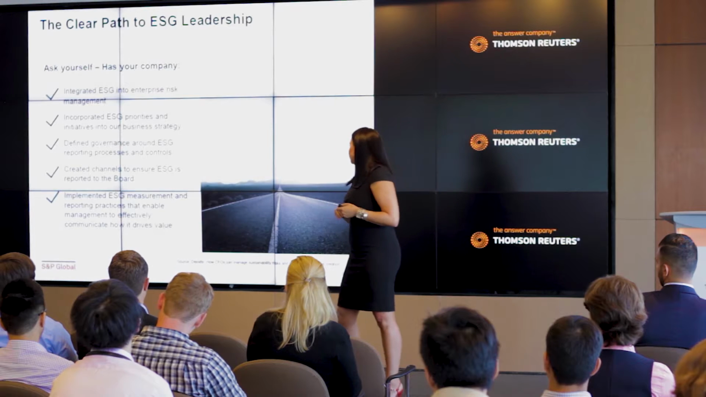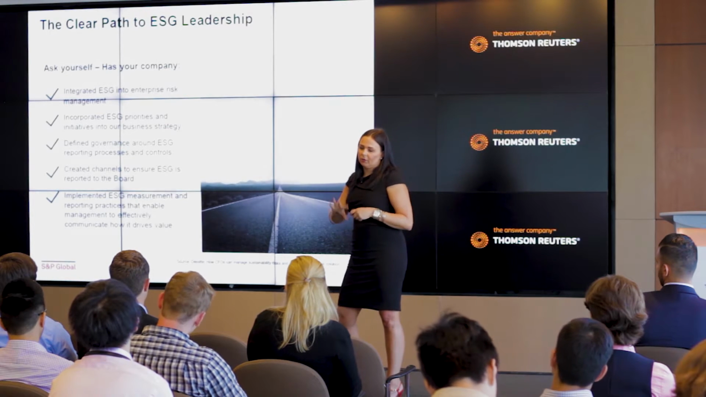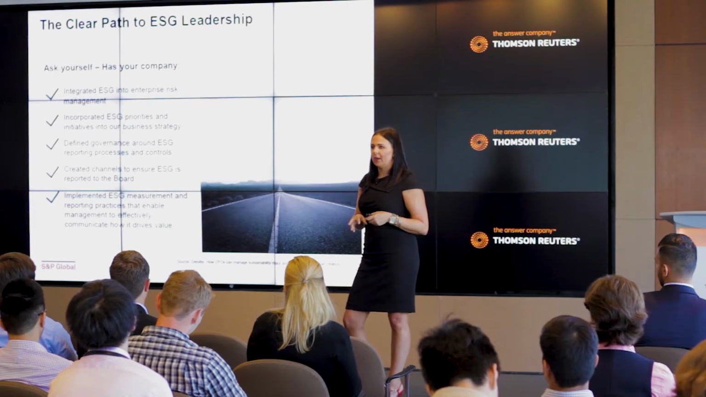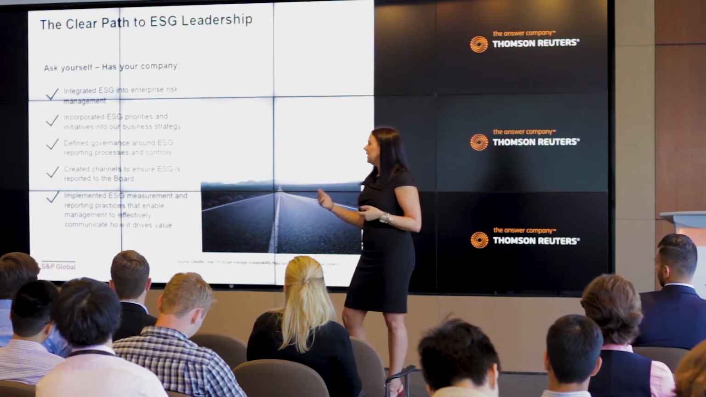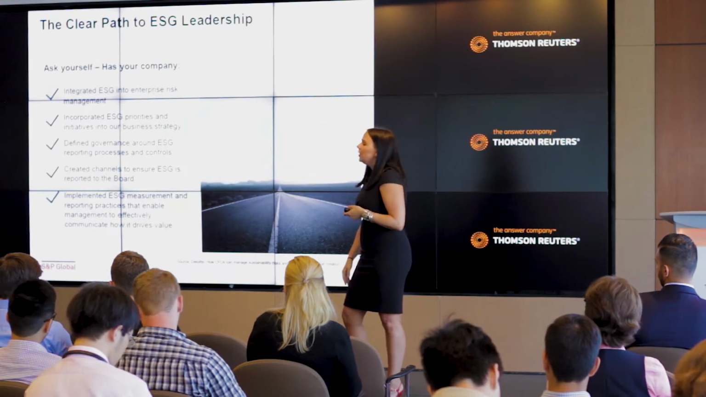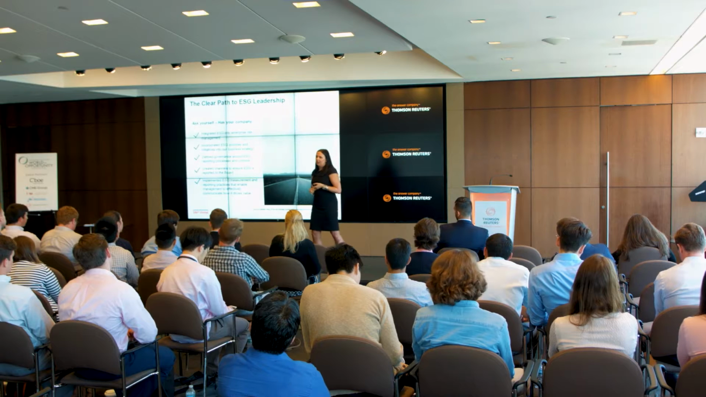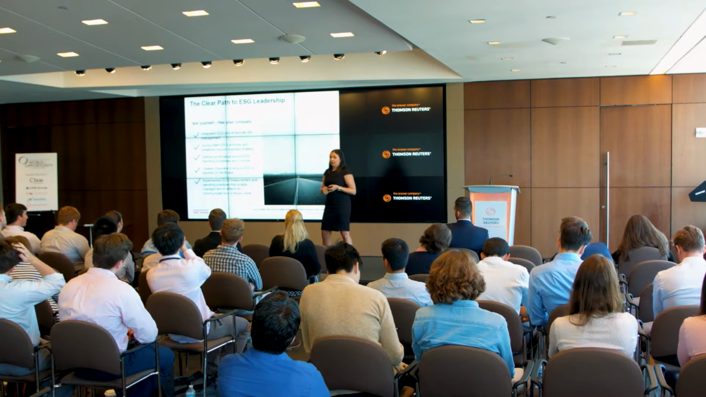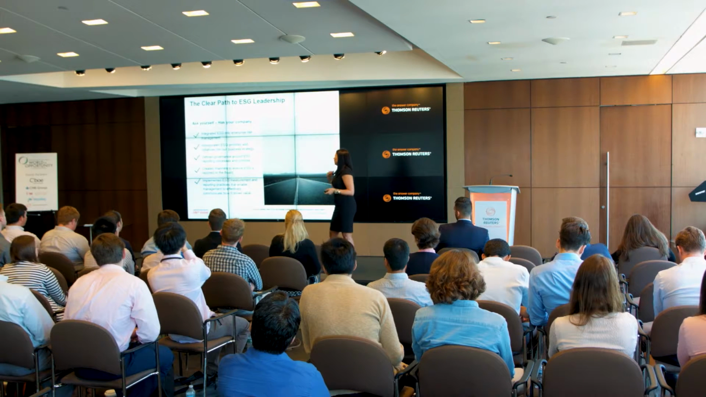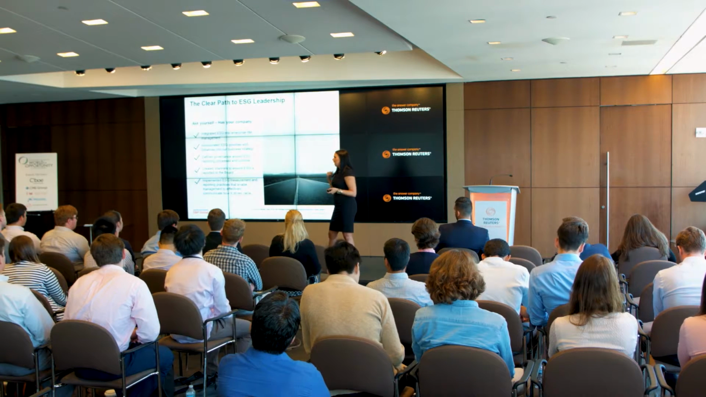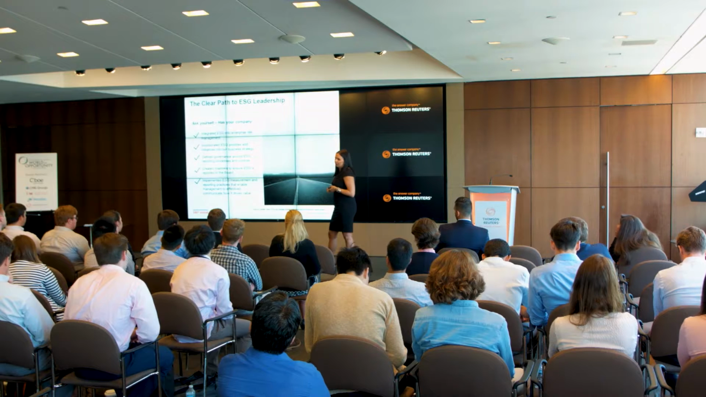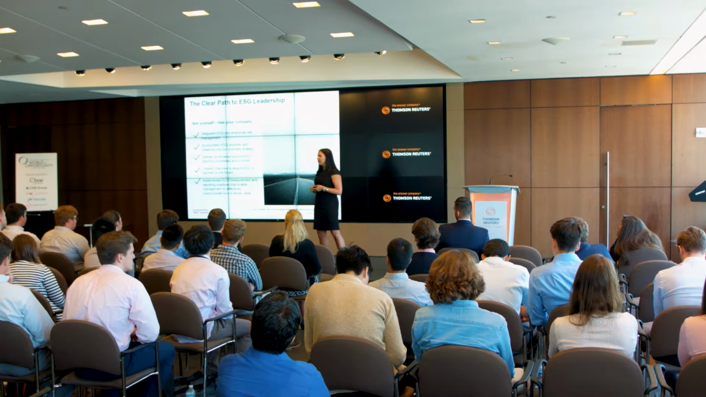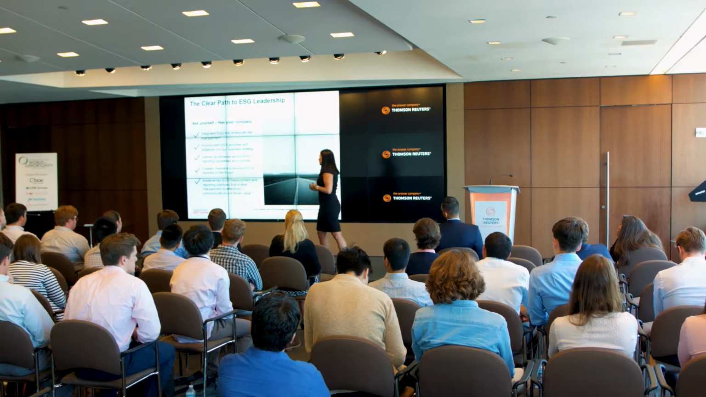So Deloitte released research that said there are 5 indicators a company can look at to try and understand where they are on their path to ESG or sustainability leadership. So you can ask yourself, is ESG integrated into ERM, enterprise risk management? Is ESG integrated into your business strategy holistically? Do you have defined governance? Do you have channels to make sure that the board and executive committee is understanding these issues and what you're doing about them and your performance against them?